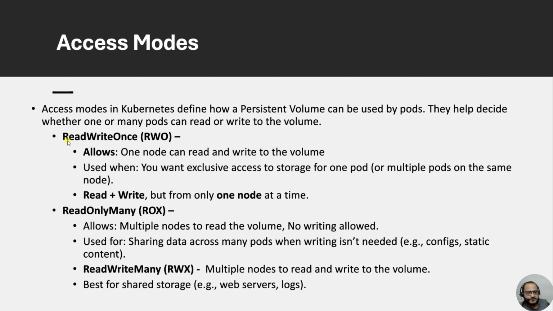So if you are going to use ReadWriteOnce, in short we call it RWO, here basically only a single node can read and write to the volume, like your application pod can do read and write operations on a single node. It is used when you want to access storage for one pod, or maybe multiple pods if they are on the same node. So it means only a single node can read and write to the volume.